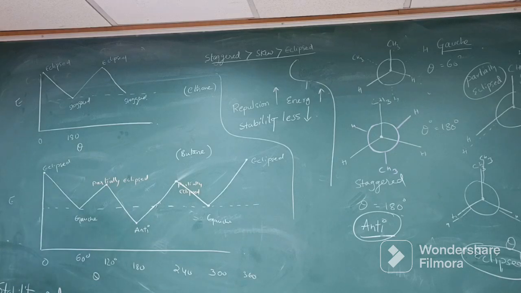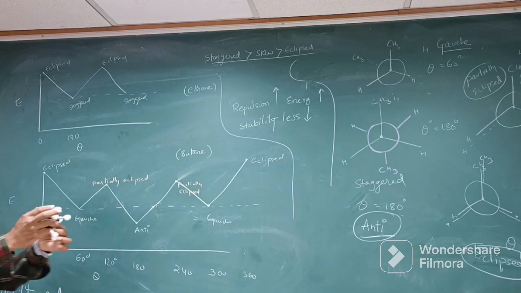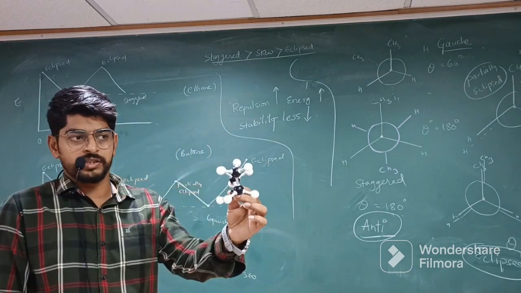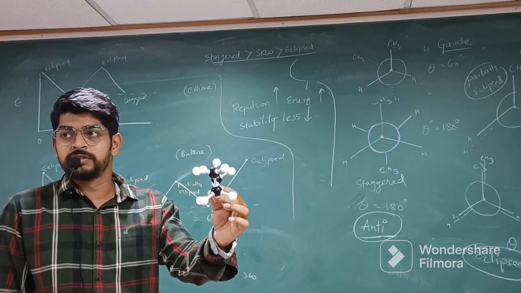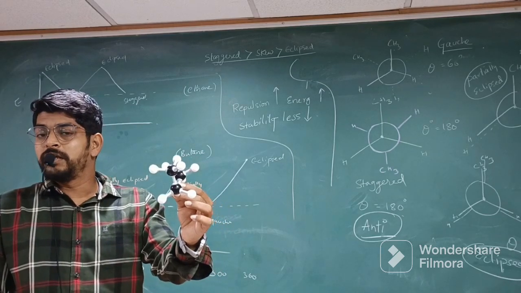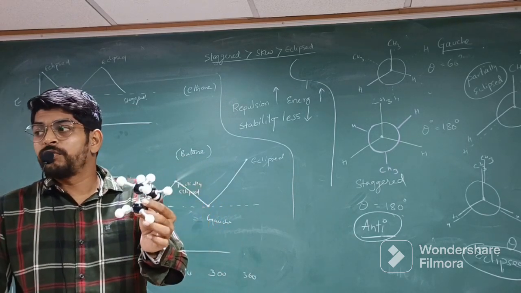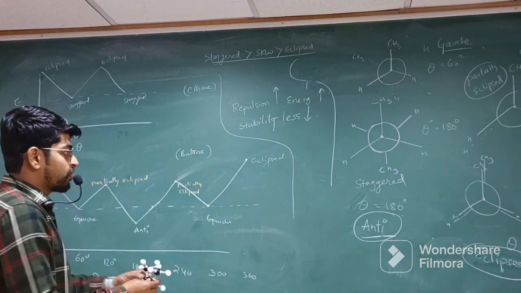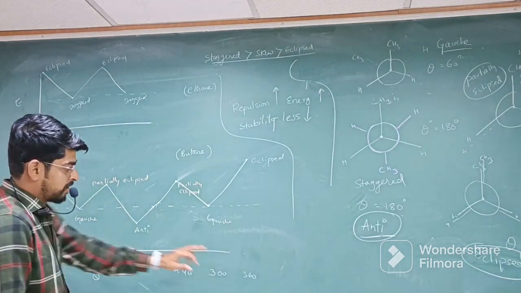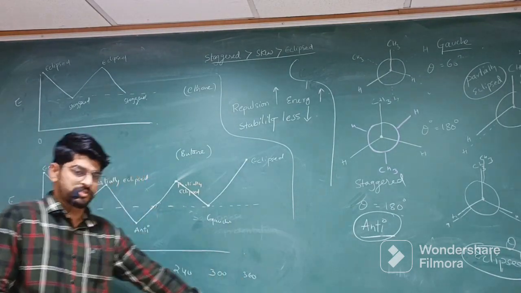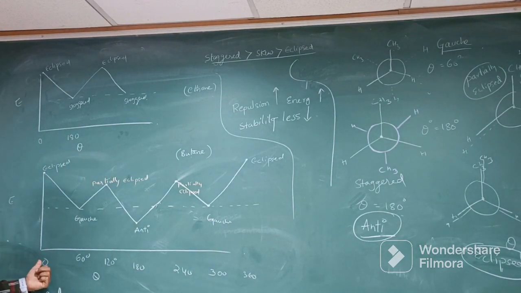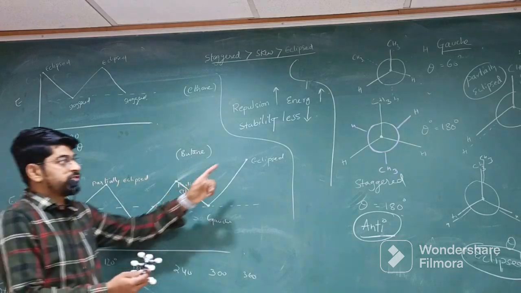Now comes the question of butane. So again in butane, first I have the eclipsed form. You can see the eclipsed form. So both the methyls are perfectly repelling each other. So repulsion is highest, automatically energy will be more, and then stability is less, least stable. So I should write eclipsed as least stable. This is the energy order. Eclipsed, least stable. What is the dihedral angle? Zero.